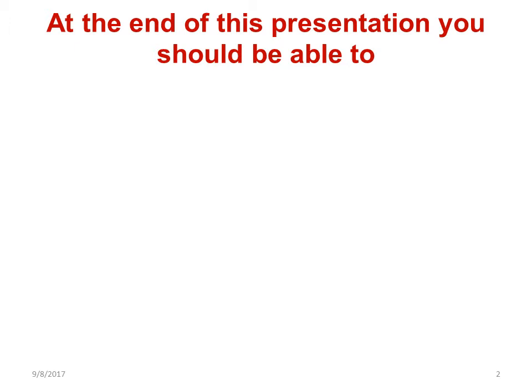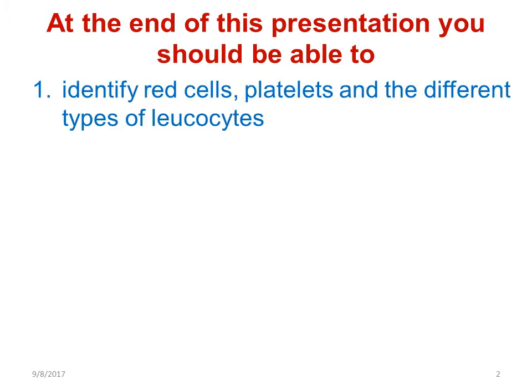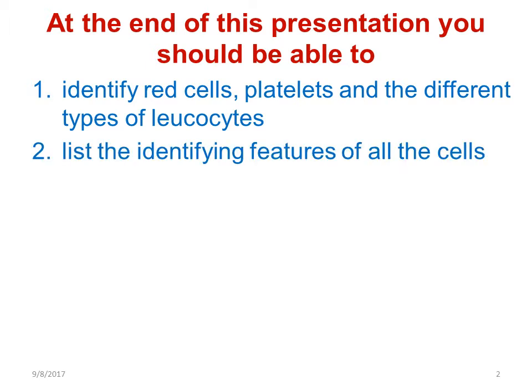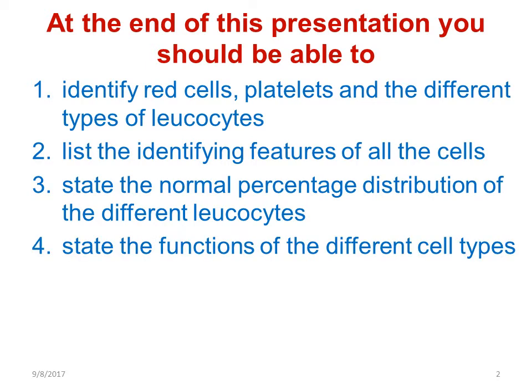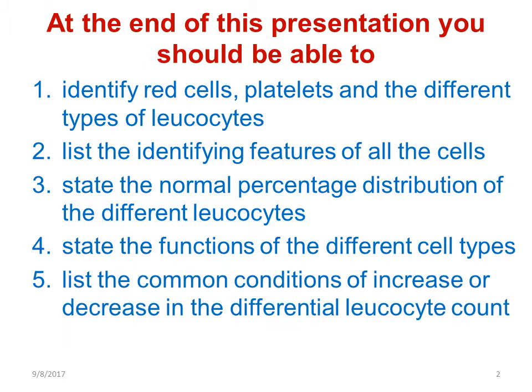At the end of this presentation, you should be able to, number one, identify red cells, platelets, and the different types of leukocytes. Secondly, list the identifying features of all the cells. Next, state the normal percentage distribution of the different leukocytes. Then state the functions of the different cell types. And then list the common conditions in the differential leukocyte count.